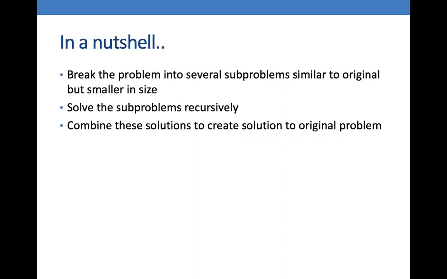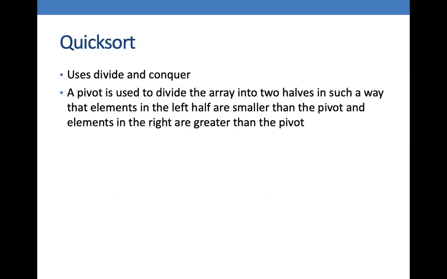So in a nutshell, what we do is break the problem into several problems similar to the original, but smaller in size. We solve the subproblems recursively. And later, we combine these solutions to create the solution to the original problem. So what about the quicksort? Let us move on to another example.